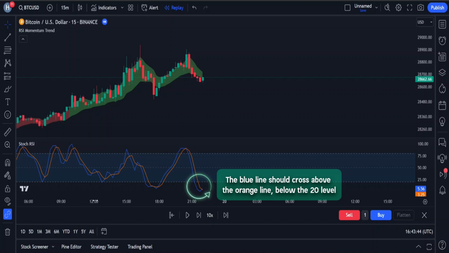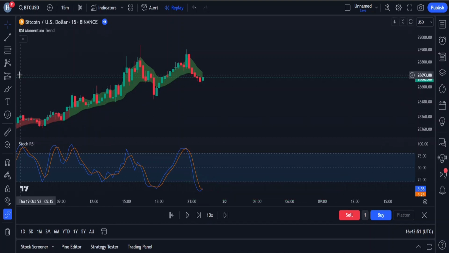As we see here, the lines are below the 20 level, and then the blue line crossed above the orange line. So this means we have got a signal to open a buy position here. So I'll quickly open a buy position here.